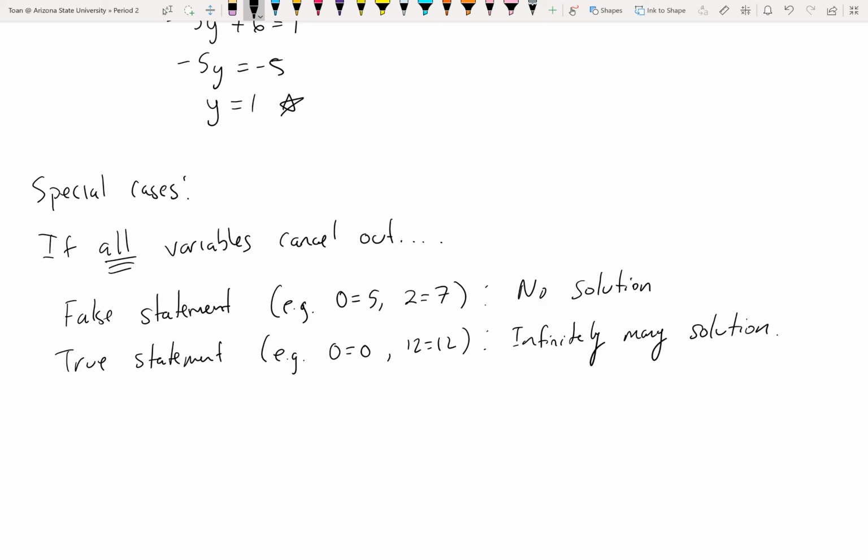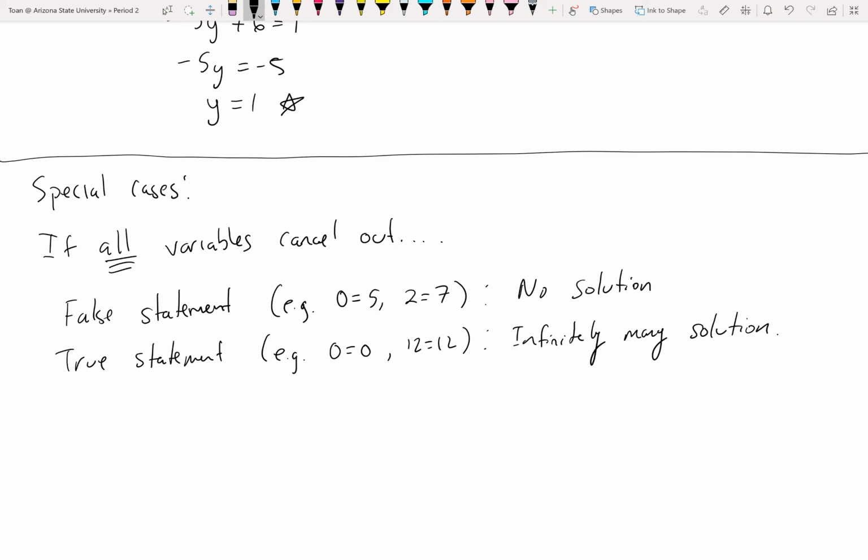So the special cases of last week are the same special cases this week, but you only get a special case if all of the variables cancel out. If you have still just one variable left in the equation, it's not a special case. You got to keep solving. But the moment all the variables cancel out, stop. You're done. You just have one of these 2 cases here, depending on if your result is true or false.